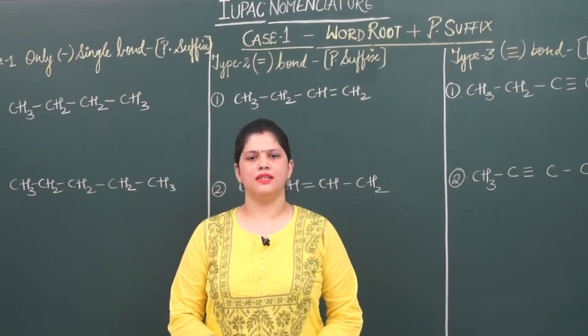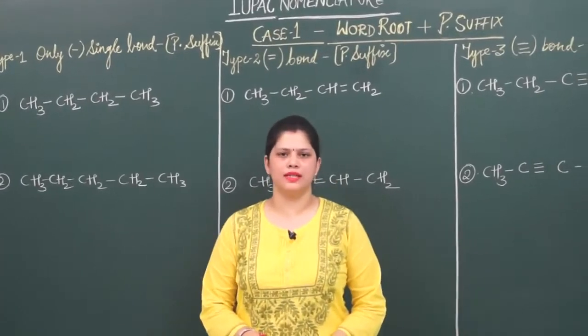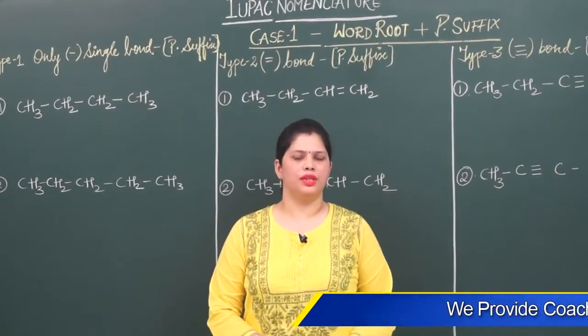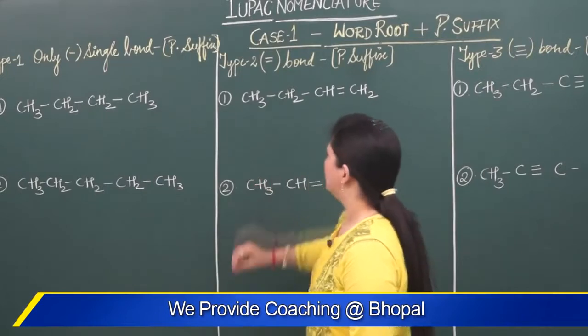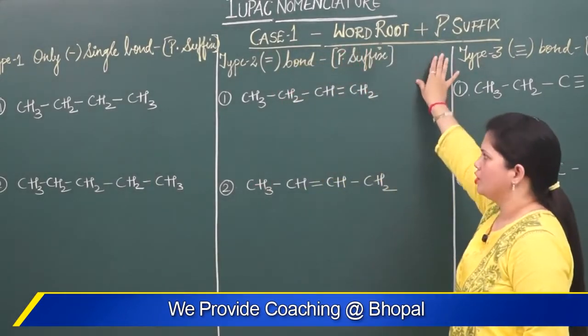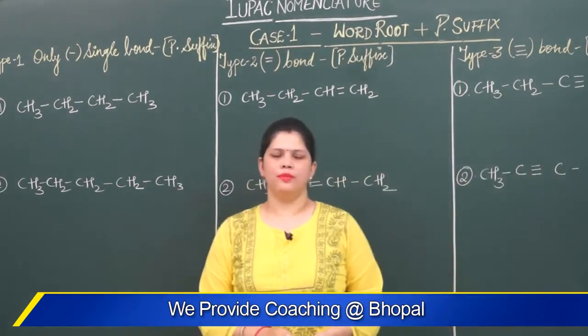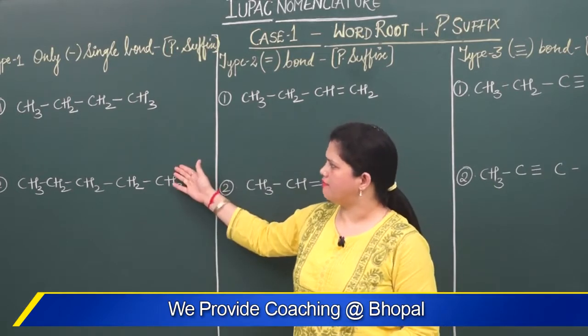Hello everyone, in this video we are going to discuss the different examples of the 4 cases which I have already given you in the previous video. So starting with case 1, when you have only word root and primary suffix. Primary suffix, I told you, is actually the bond. So the bond may be a single bond, that will come under type 1.